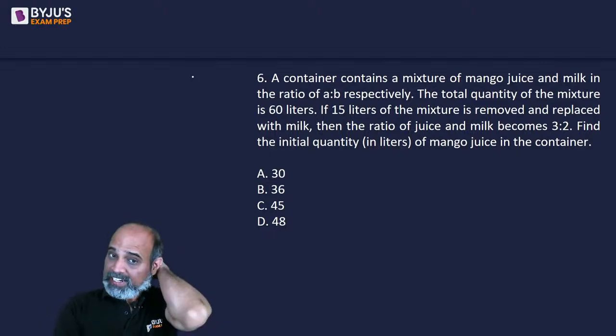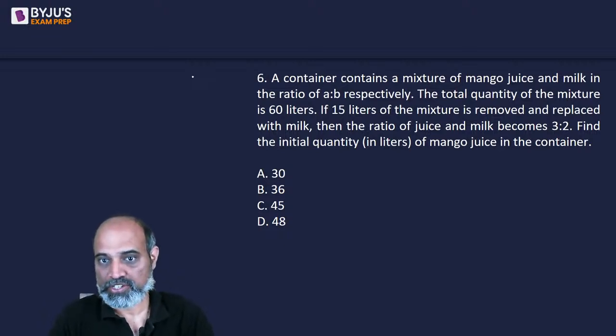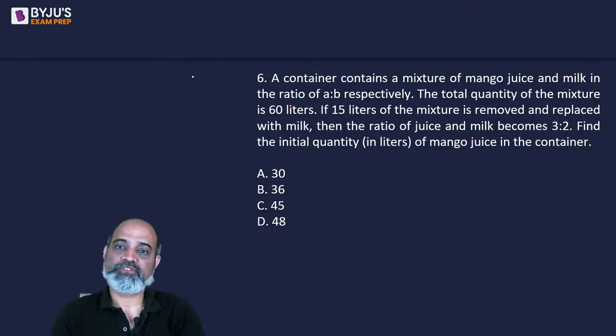Okay, next one. A container contains a mixture of mango juice and milk in the ratio of A is to B respectively. The total quantity of the mixture is 60 liters. If 15 liters of the mixture is removed and replaced with milk, then the ratio of juice and milk becomes 3:2. Find the initial quantity of mango juice in the container.